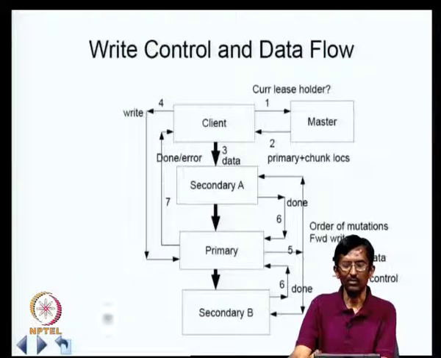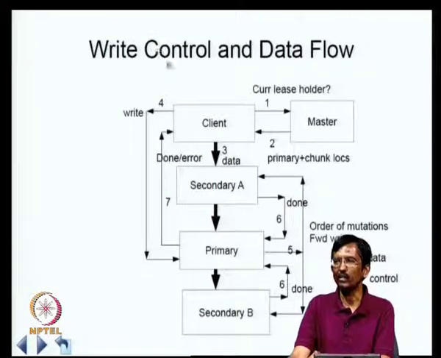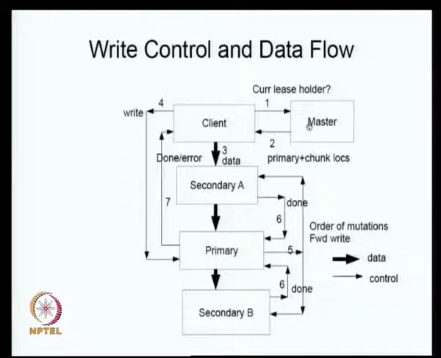Let's look at a diagram here for this. So this is a client which is trying to do a write, and first it has to find out who is the current leaseholder, if there is one. If there is a current leaseholder, then that information is given back, that's the primary, or if there is none, it will take one of the replicas, the chunk server corresponding to that replica, and make it a primary and send it back. It also gives you the chunk locations of all the replicas.